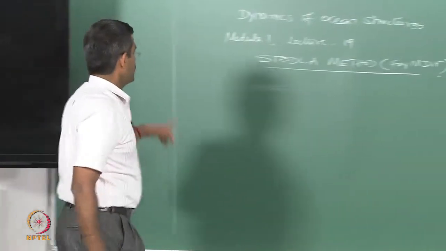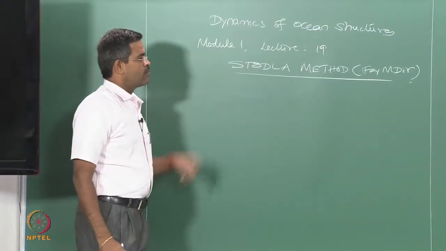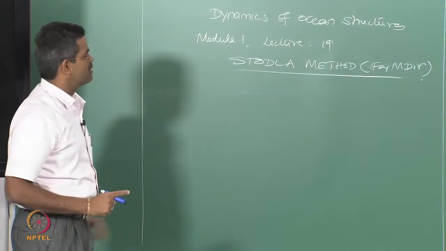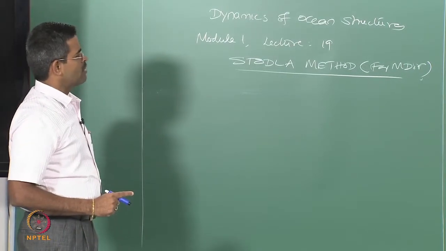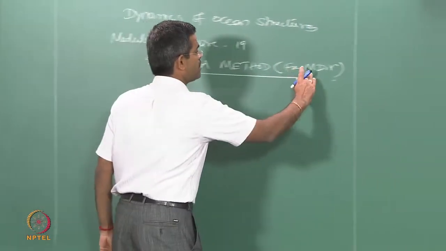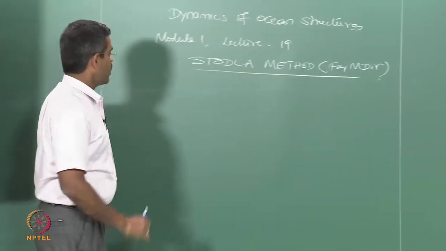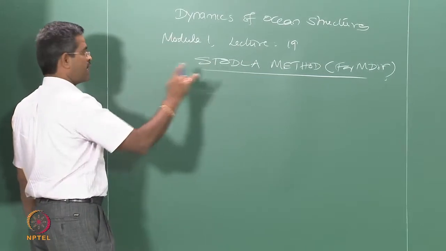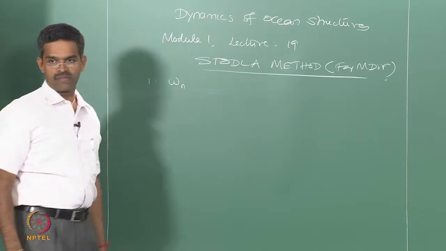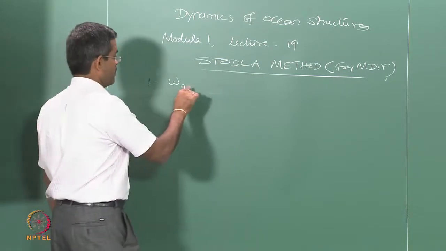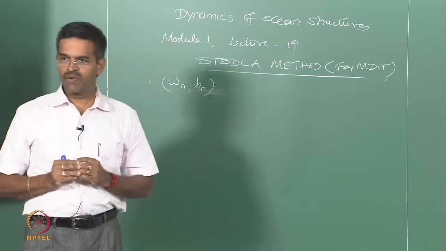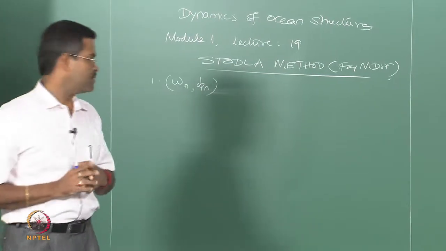Okay. We will talk about the 19th lecture today on module 1 on dynamics of ocean structures. Today we will discuss a new numerical method which is given by Stodola, which is applicable to elastic systems as far as multi degree of freedom system is concerned. The one main advantage this method has is it will give you the fundamental natural frequency of the system automatically and the mode shape. It will give you a pair. So, this will give you the fundamental frequency and the corresponding mode shape.